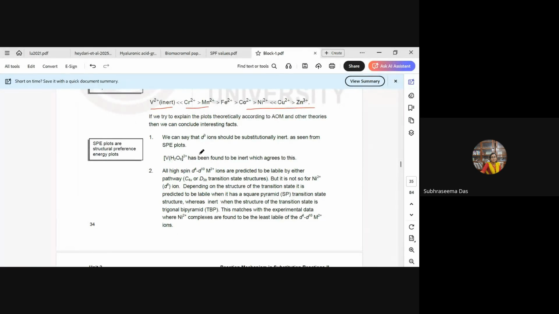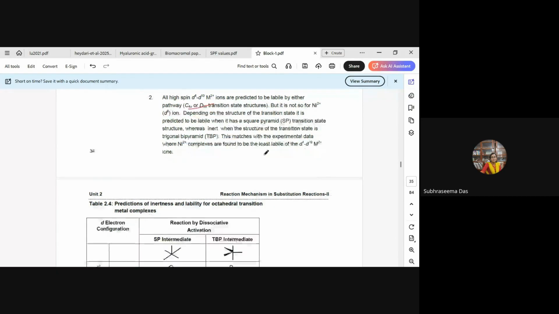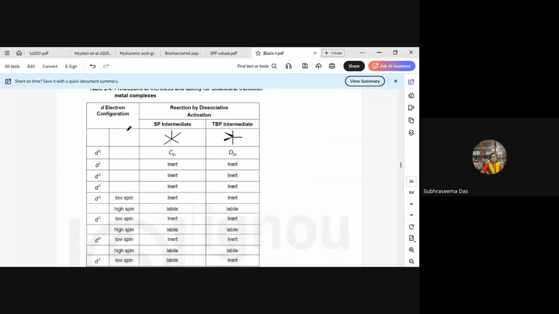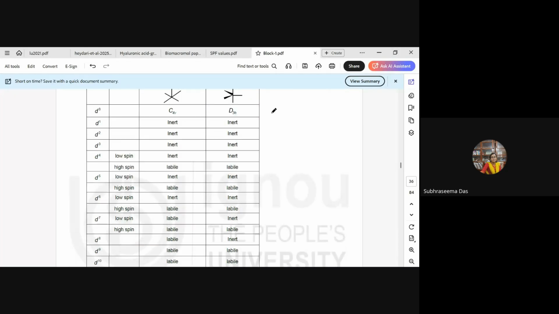That is, VH2O6, which is a d3 ion, so it is substitutionally inert. All the high spin d4 to d10 M2+ ions are predicted to be labile by either pathway, that is through C4v or D3h transition state structures. Here in Table 2.4, the prediction of inertness and lability for octahedral transition metal complexes has been shown.